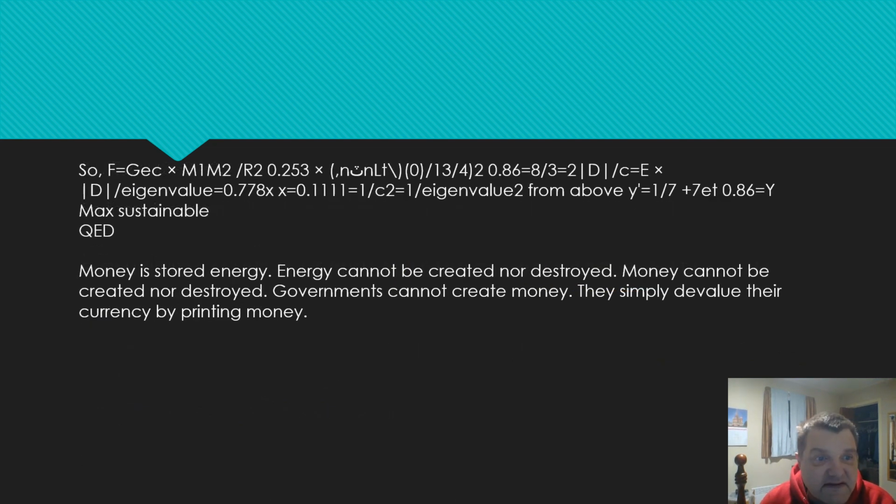So F is equal to G times M1 M2 over R squared. So that's 253. There's that symbol again. I'm sorry, I don't know what it is. G, I guess. D is equal to the eigenvalue.